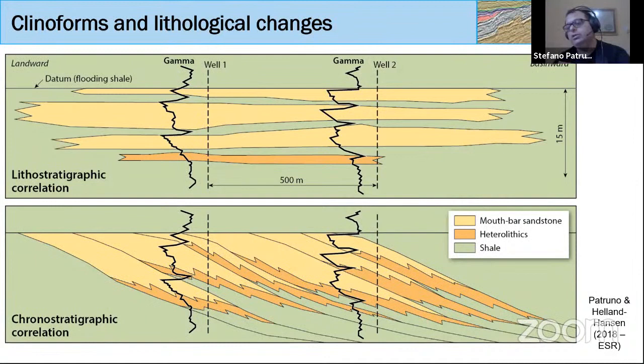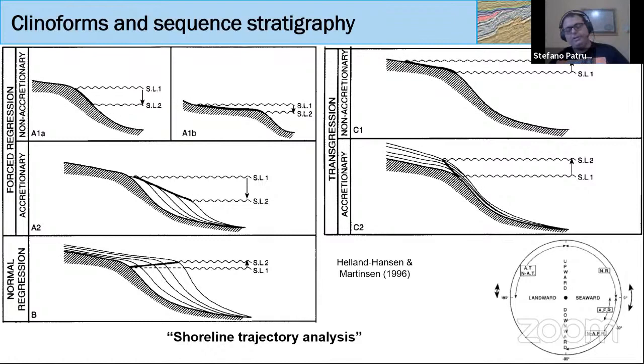Why are clinoforms important? Clinoforms underpin all our understanding of sequence stratigraphy, from the first formulations of sequence stratigraphy from Exxon in the 1970s to the present day. And here there is a seminal paper, Helland-Hansen and Martinsen, 96, where they came up with the concept of shoreline trajectory analysis. What is shoreline trajectory analysis? Essentially, you pinpoint where the upper rollover, as I call it, is present in each clinoform, and you connect them together.